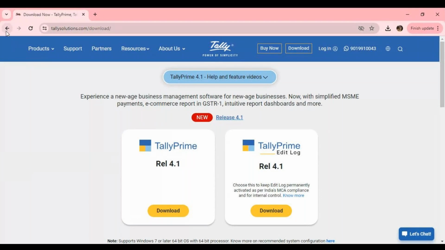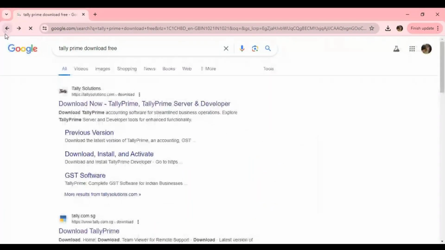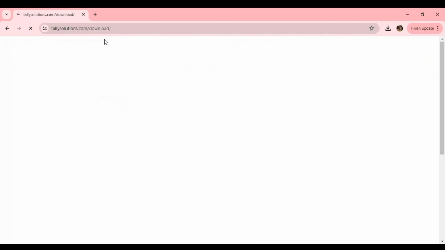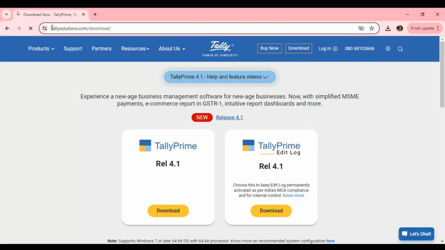So wait, now I will go to the previous one. You can see this screen, my Google search engine screen. Can you see my mouse? Yes, ma'am. So you just go to this website, tallysolutions.com, download, or you can type in your address bar what you can see here, tallysolutions.com/download/.